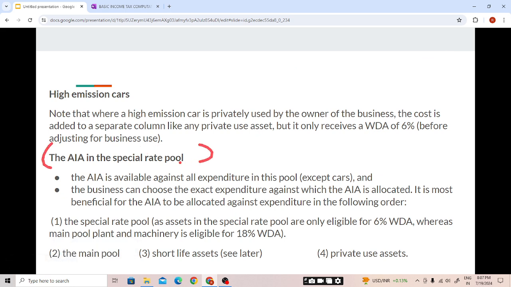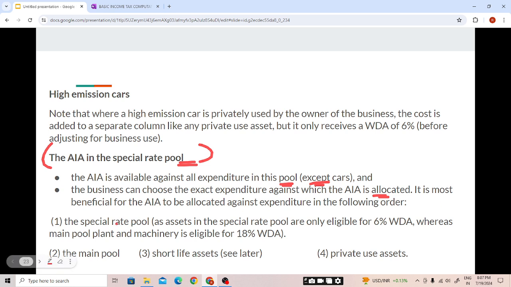The AIA in the special rate pool. The AIA is available against all expenditure in this pool except cars. AIA is not available for cars, so no AIA can be claimed for cars. And the business can choose the exact expenditure against which the AIA is allocated.